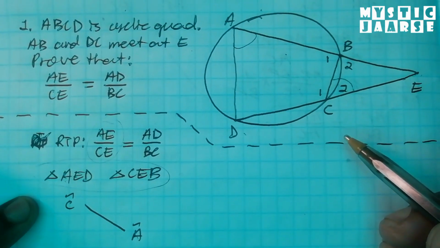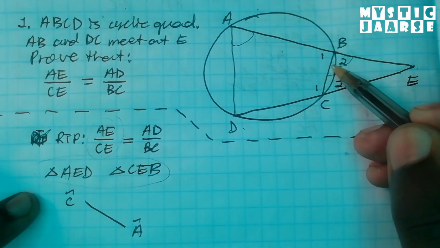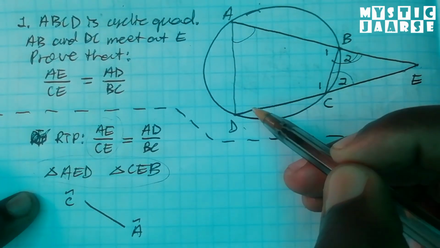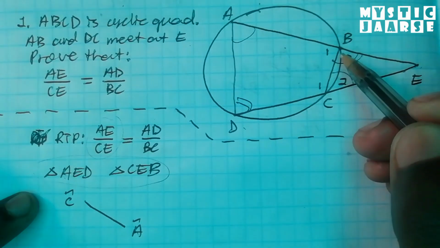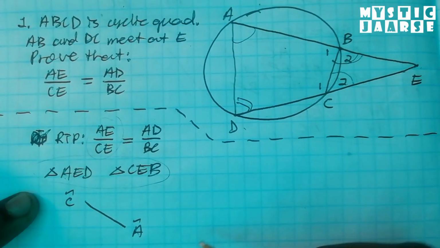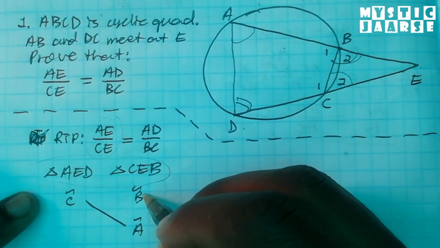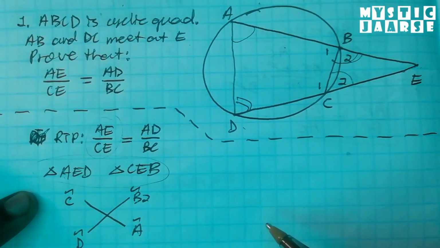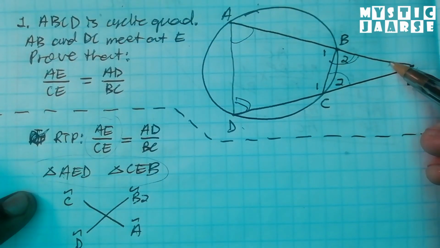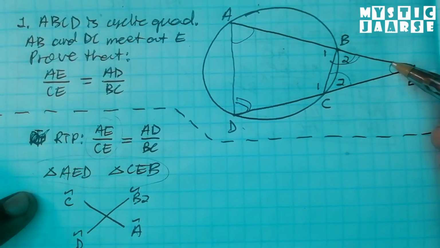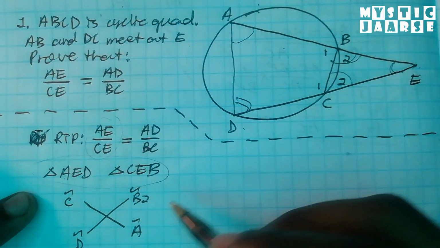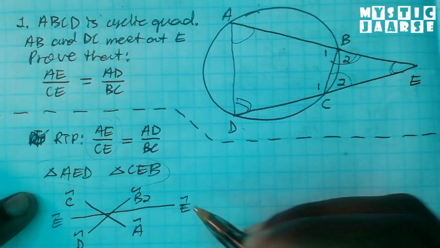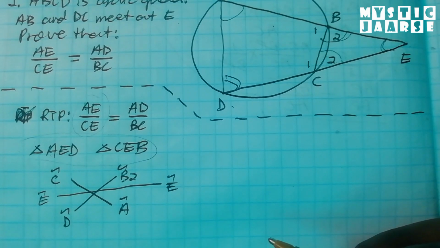So now let's look at our diagram again. We have angle B, and angle B is an exterior angle of this cyclic quad, so it must be equal to angle D, because angle D is the opposite interior angle. So we have angle B2 being equal to angle D. And now what about angle E of this triangle and angle E of the bigger triangle? They are equal, right? So we have angle E being equal to angle E because it is a common angle.